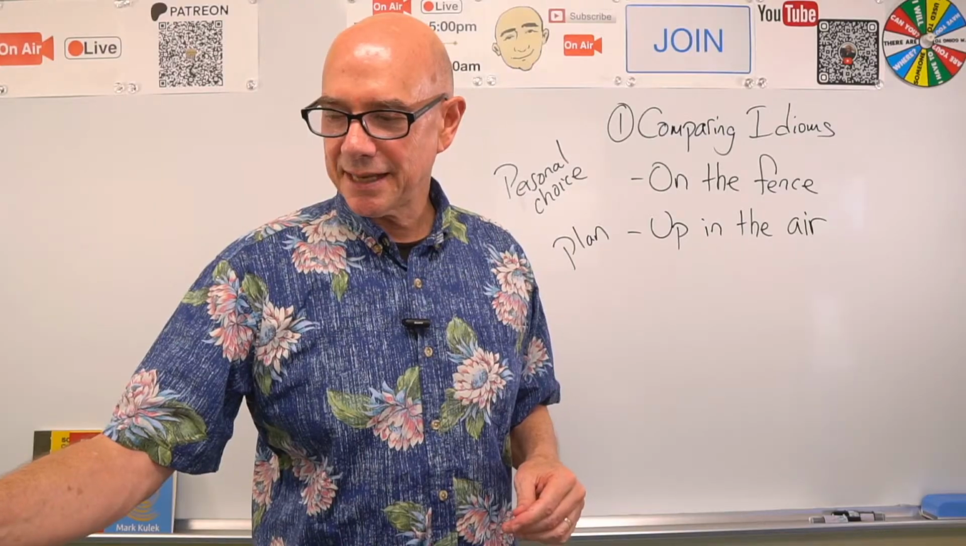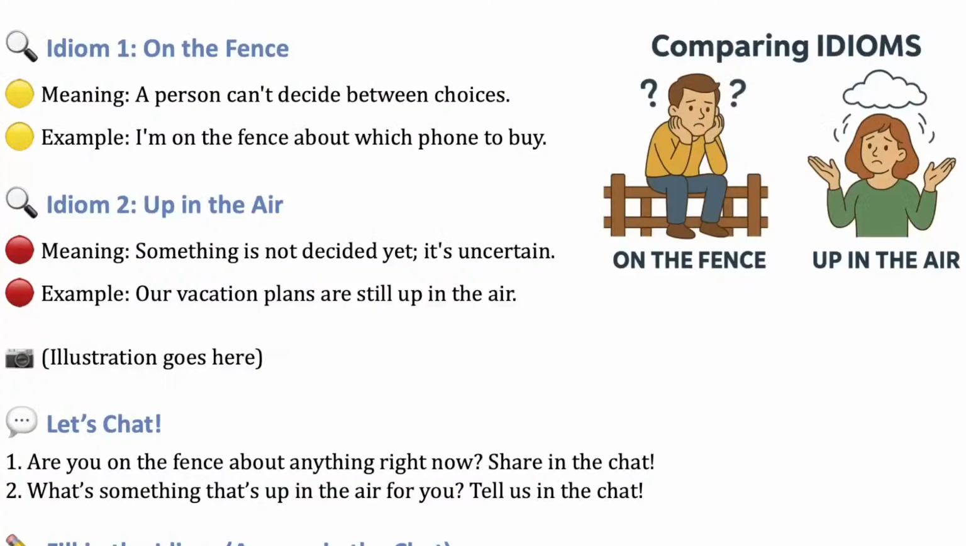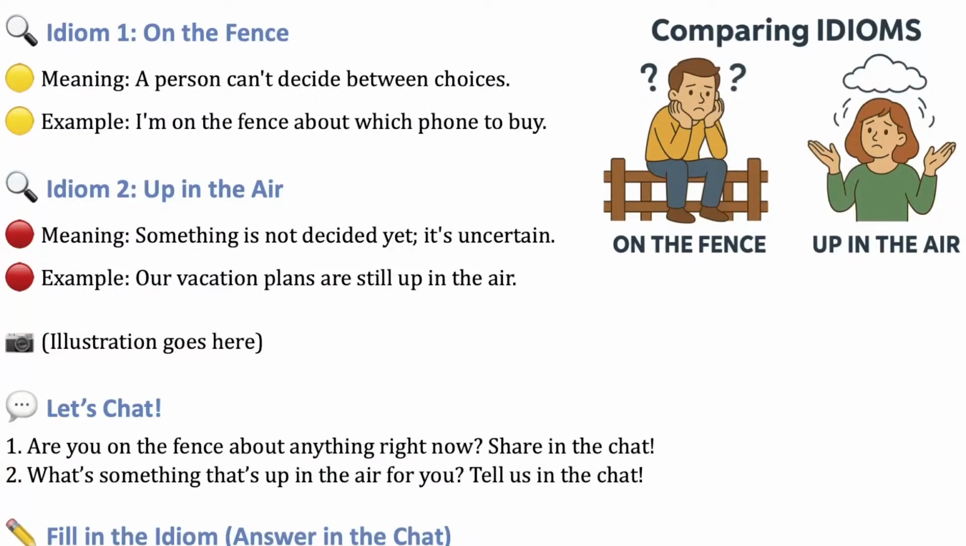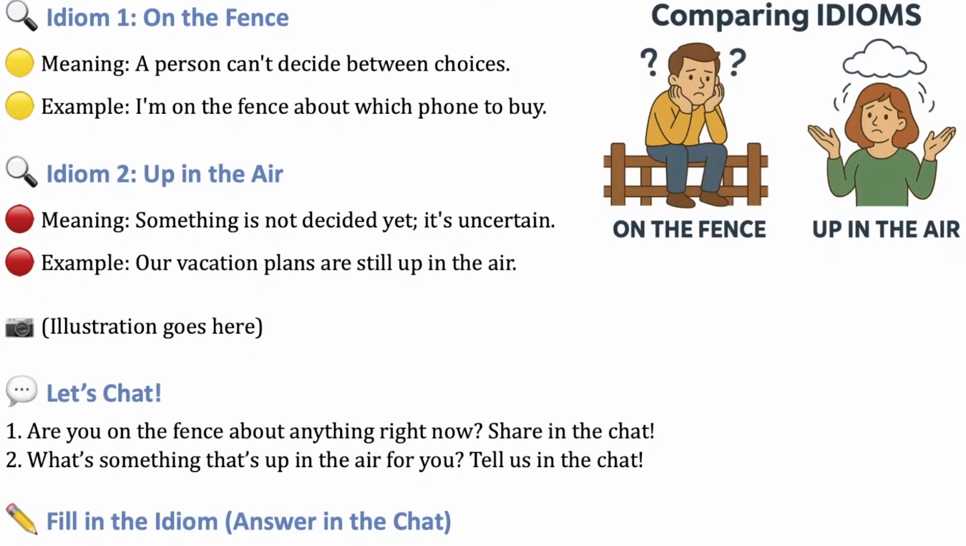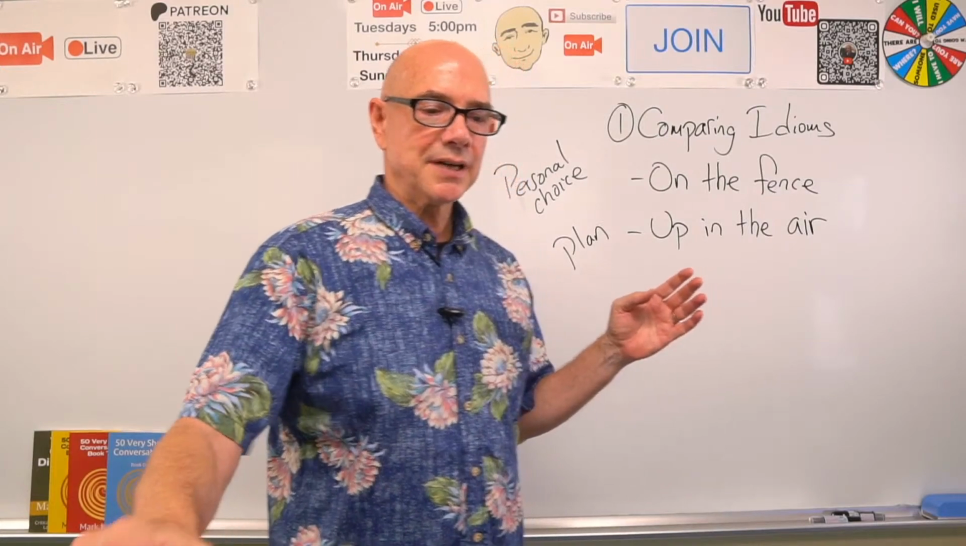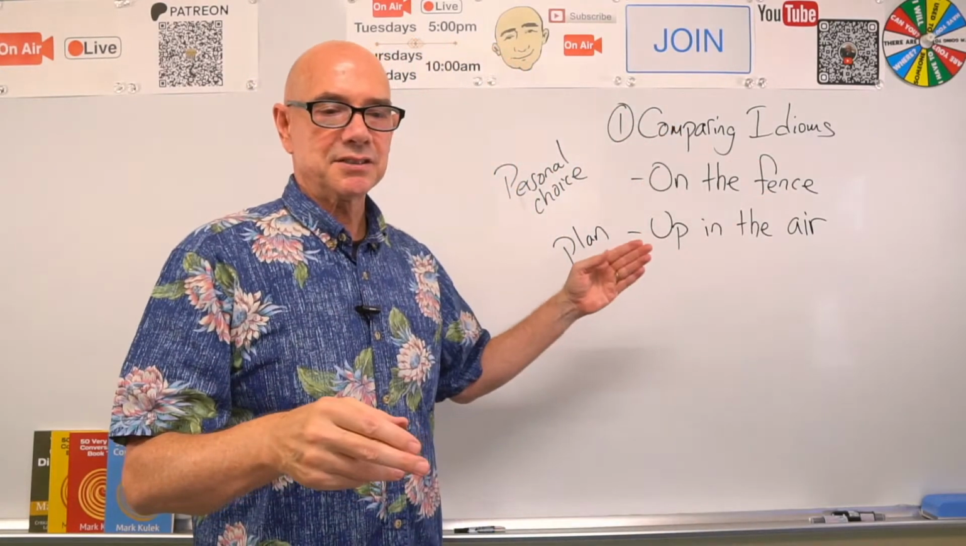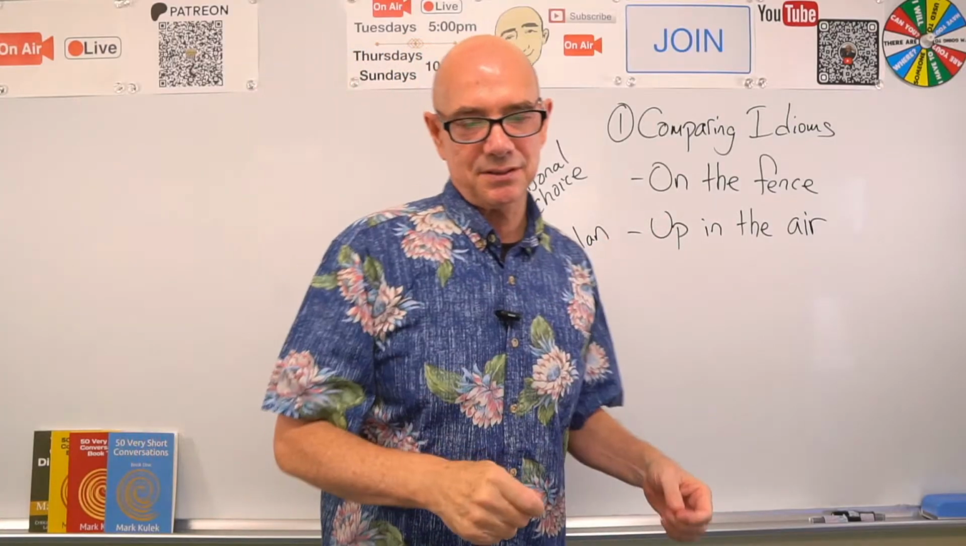Okay, so I don't see anything about on the fence. Okay, let's go back to the worksheet. And our second, let's chat. 2, what's something that's up in the air for you? Okay, so for example, and so again, is there something you're on the fence about? Is there something you're up in the air about?